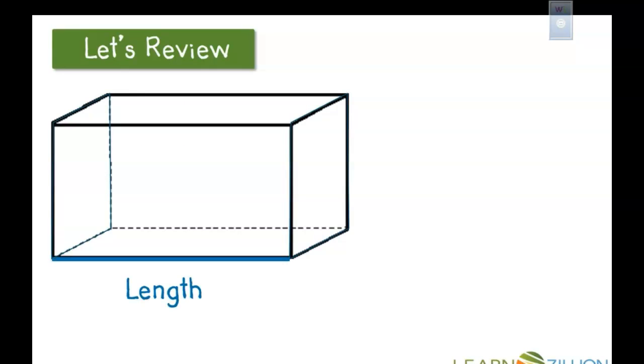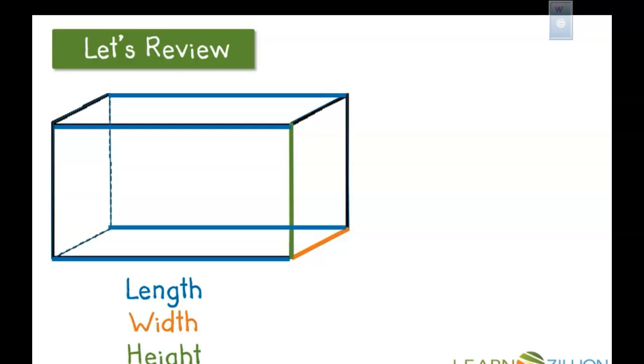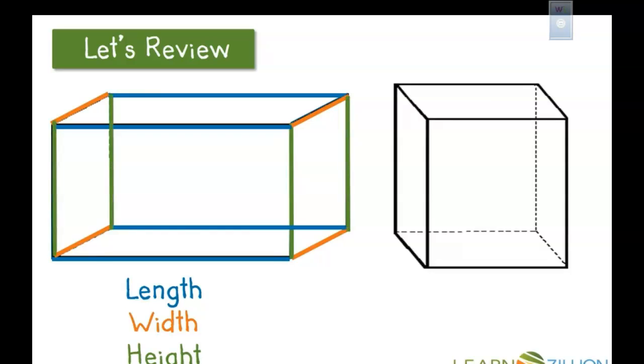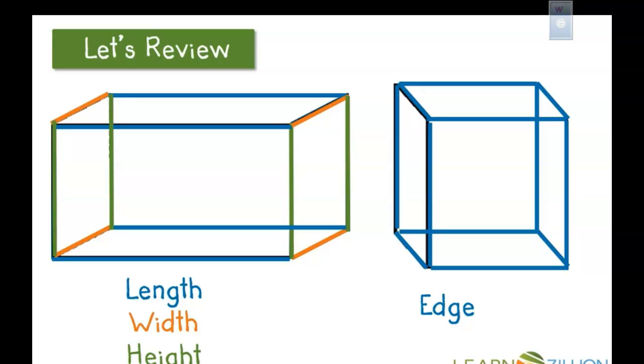Another topic to review is the sides of a rectangular prism. Here we have the length, which is highlighted in blue, the width, which is highlighted in red, and the height, which is highlighted in green. And there are congruent sides of the rectangular prism, so here we have other equal lengths, equal widths, and heights. And here we have a cube, and one side of the cube can be called the edge. So all the edges of the cube are equal.